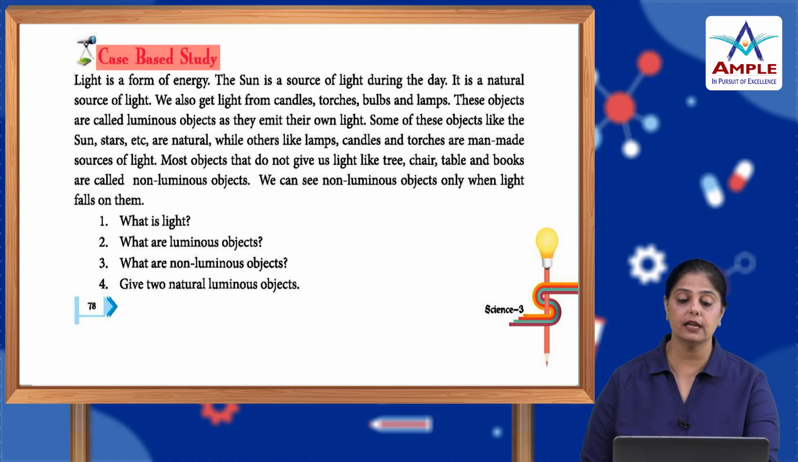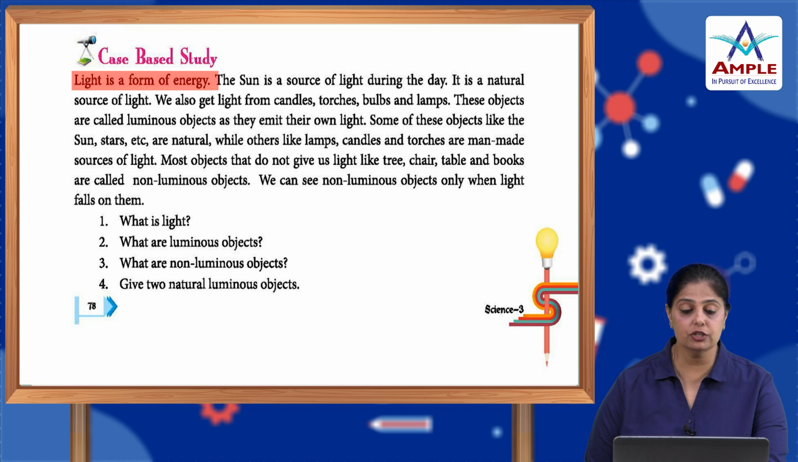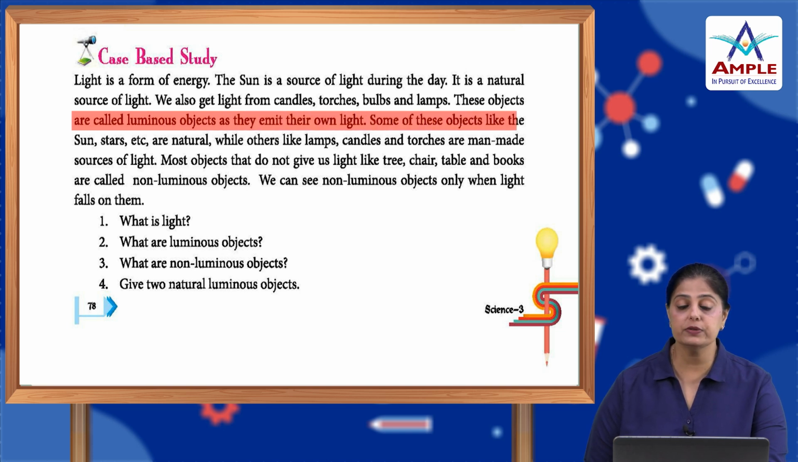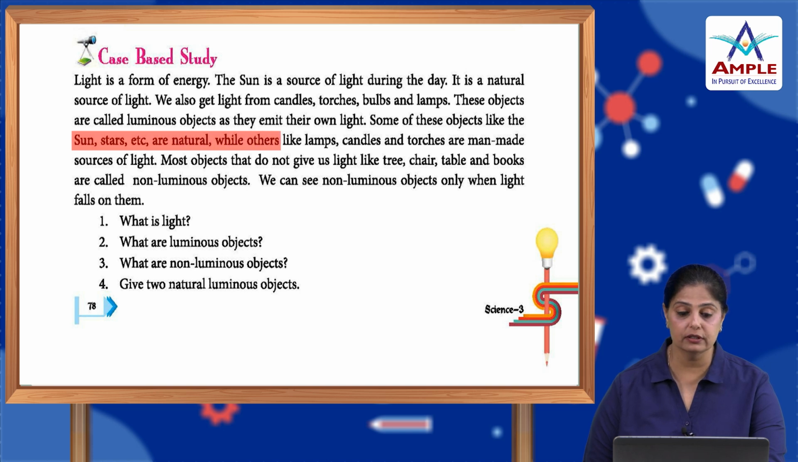Now, case-based study. Light is a form of energy. The sun is the source of light during the day. It is a natural source of light. We also get light from candles, torches, bulbs and lamps. These objects are called luminous objects as they emit their own light. Some of these objects like the sun and stars are natural, while others like lamps, candles and torches are man-made sources of light.